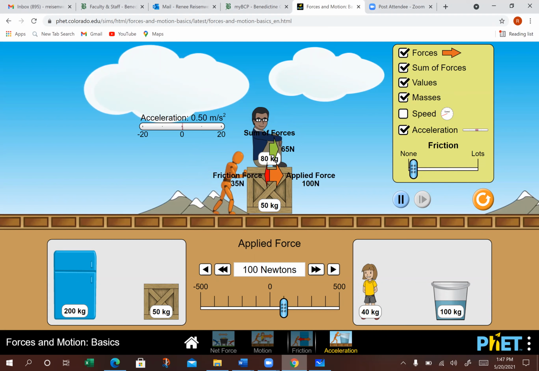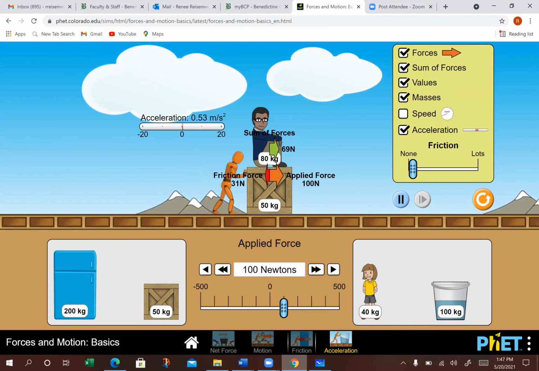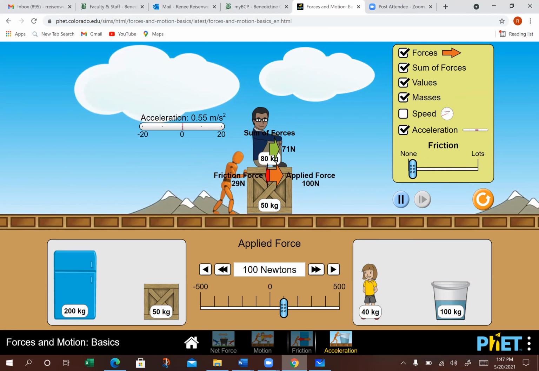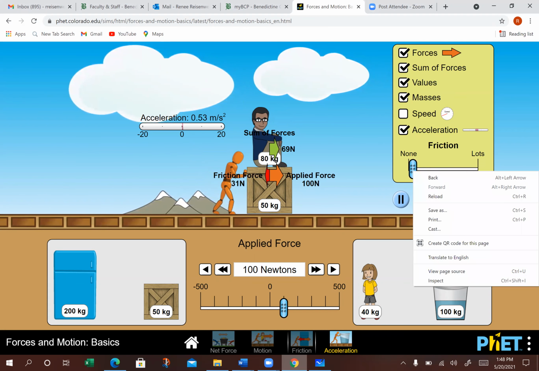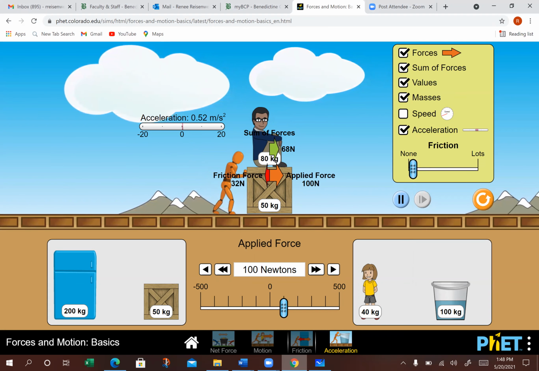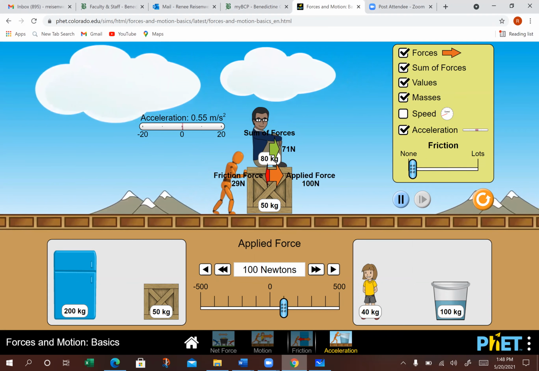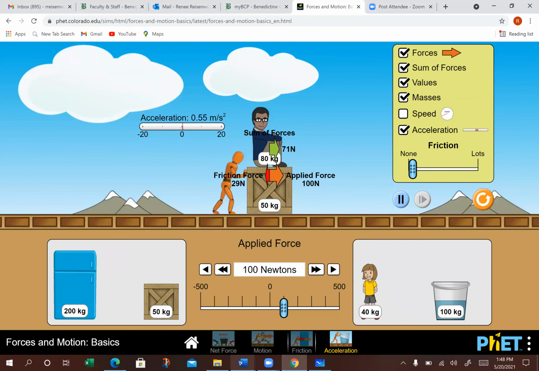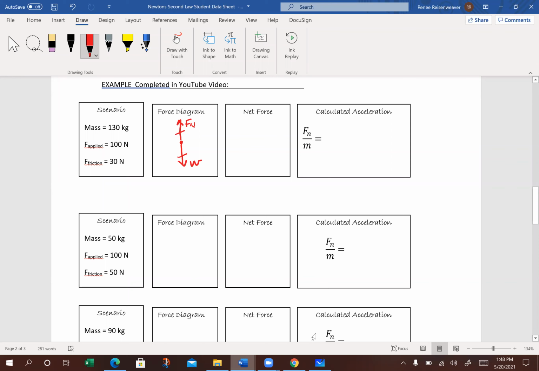This is where it's a little bit challenging because it's hard to get it exactly at the value that you want, because I'm not able to just dial that up. So getting it right at 30 is a little bit of a challenge there. Right now, as shown, my net force would be 71, and we have motion taking place, my acceleration of 0.55. So I'm going to go back to my diagram here.